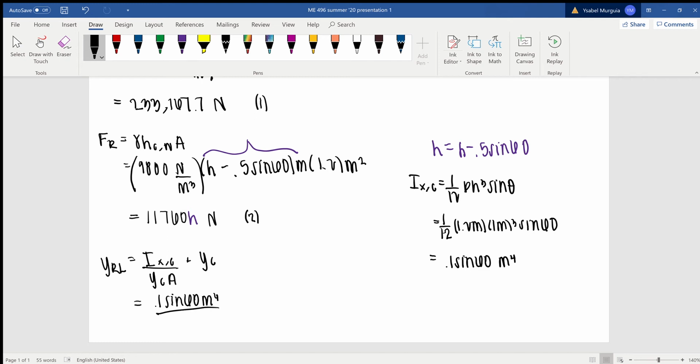y sub c. So y sub c is going to be the distance of the force. Okay, so this side of the equation is going to be the force. It's correlated to the force. The resulting force that we get from glycerin or water, whatever it be. And then this is going to be the position for the moment of inertia.